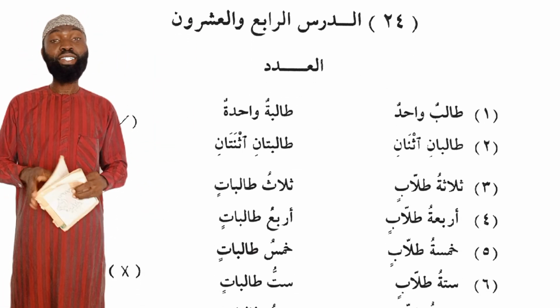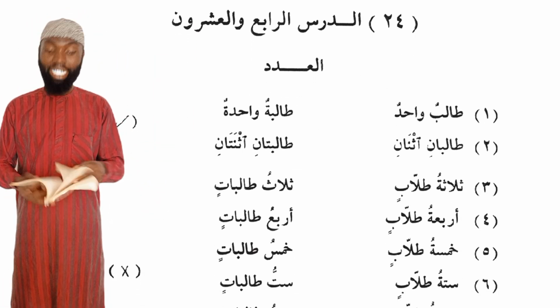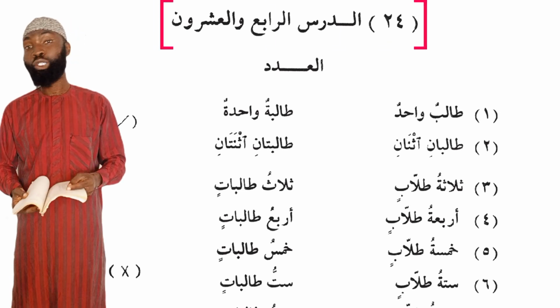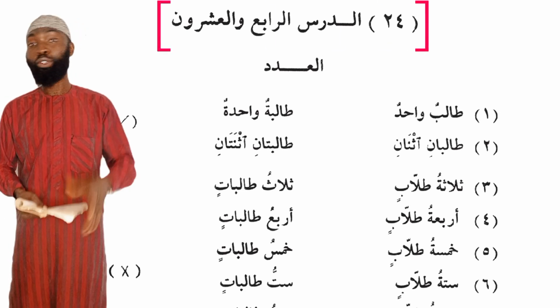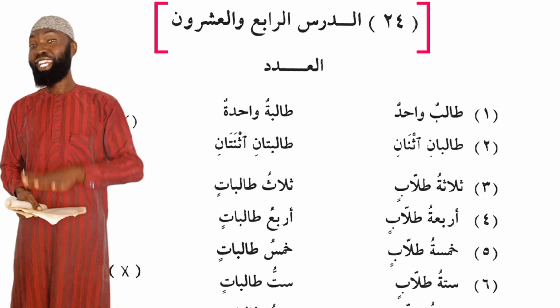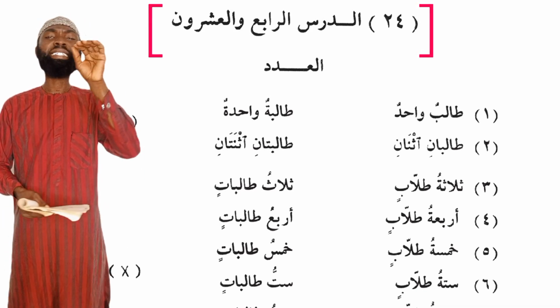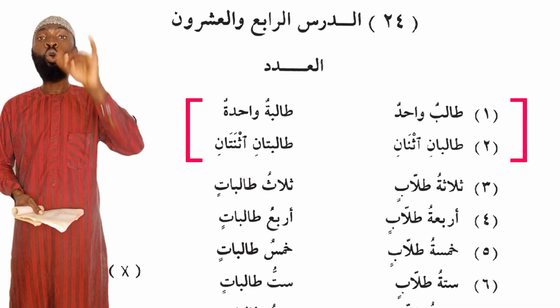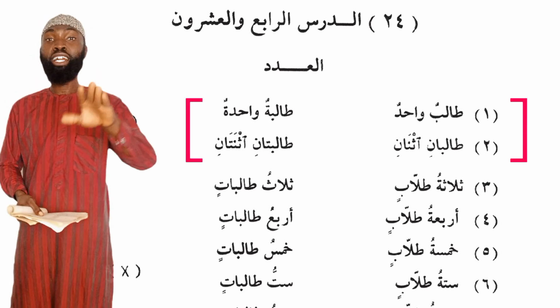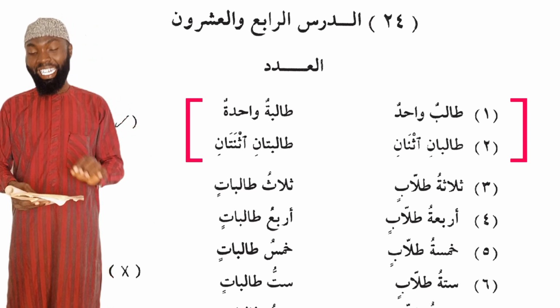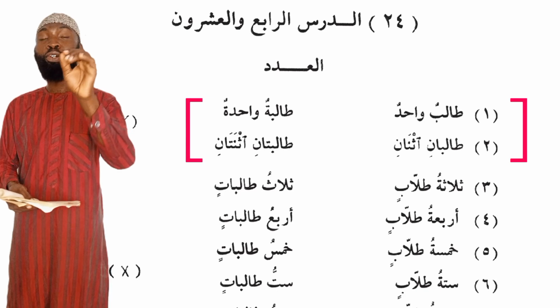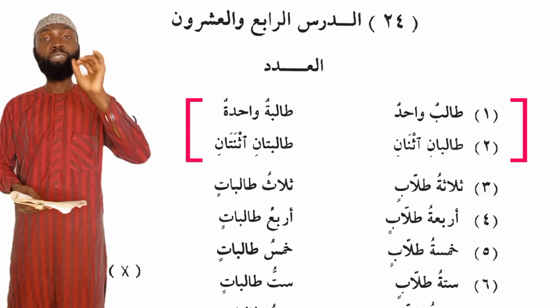Let's kick off. Now the first thing you need to understand, as you can see on the board, we are on lesson Ad-Darus Ar-Rabi' wal-Ishrun, lesson 24 of our popular book Durus al-Lughat al-Arabiyya li Ghayri Natiqina Biha, which is also known as Medina Arabic course. You can see that counting for numbers 1 and 2 have a different rule. The rule says that these numbers must go in line with what is being counted.